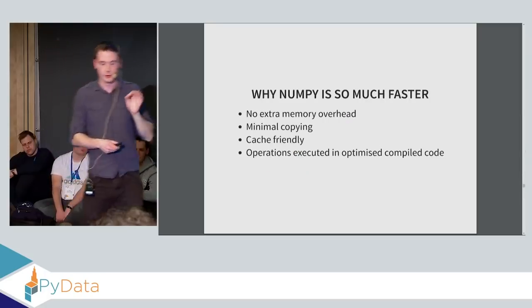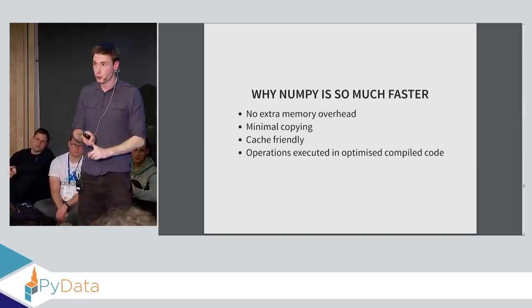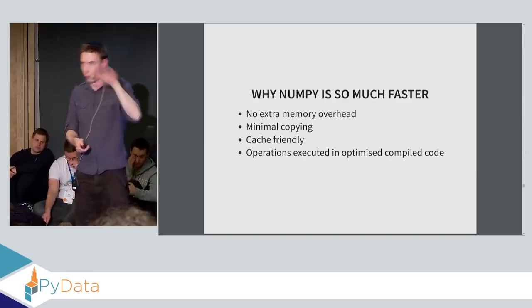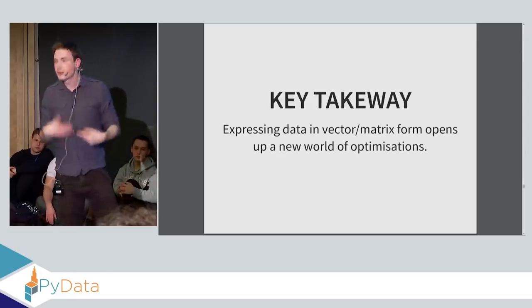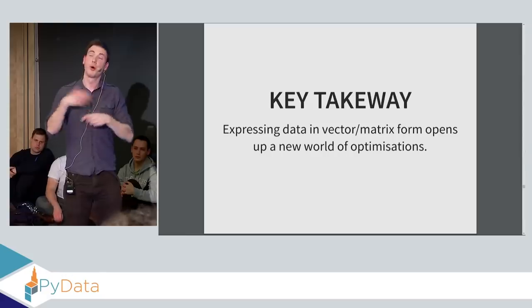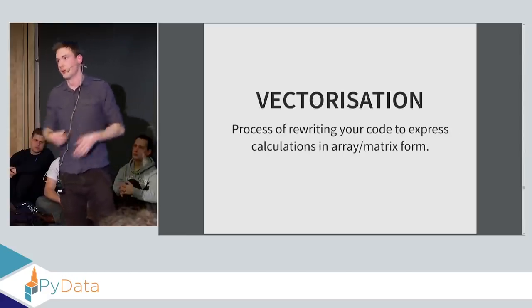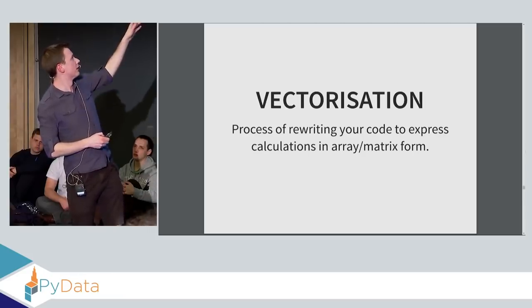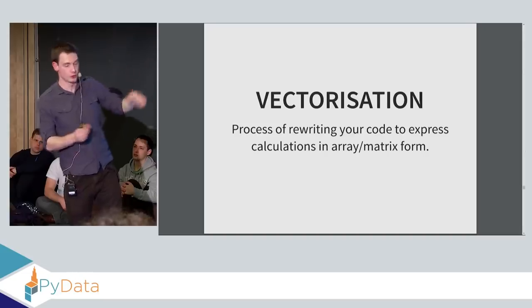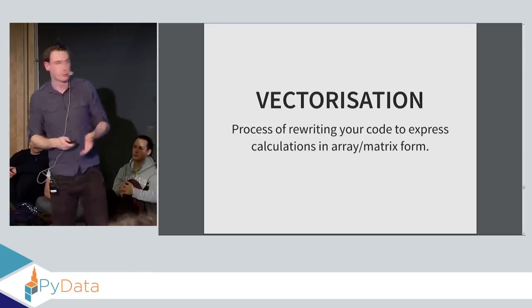The key here is the reason NumPy is so much faster is that there's no extra memory overhead, there's minimal copying, it's cache friendly, and again, all these operations are executed in compiled code. So by expressing data in this vector matrix form, you open up a whole new world of optimizations. And this is essentially called vectorization, at least in the Python world. Vectorization in Python is the process of rewriting your code to express all the calculations in array matrix form so you can utilize all of these C libraries.